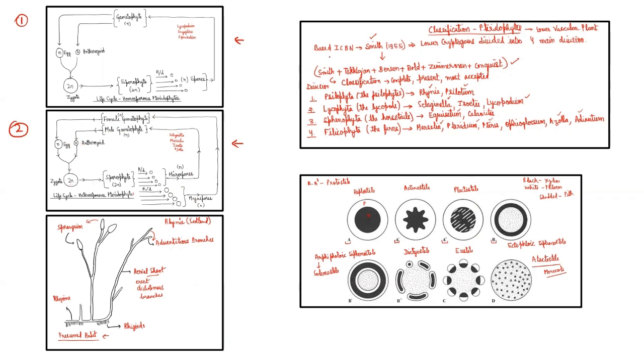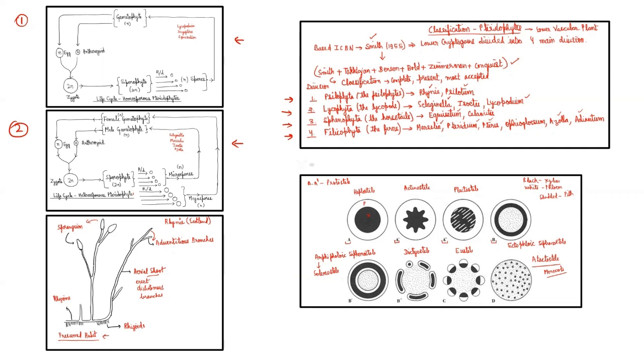Now let us talk about the classification. This classification of pteridophytes is based on the rules and regulations of ICBN. It was given by Smith, and the various divisions are the Psilophyta, which includes the psilophytes, that is Rhynia and Psilotum. The Lycophyta includes the lycopods like Selaginella, Isoetes, and Lycopodium. The Sphenophyta includes the horsetail, Equisetum, and Calamites. The Filicophyta includes the ferns like Marsilea, Pteridium, Pteris, Ophioglossum, Azolla, and Adiantum.